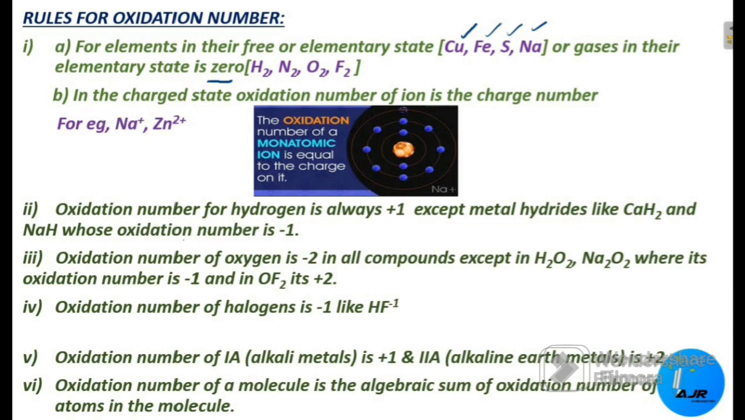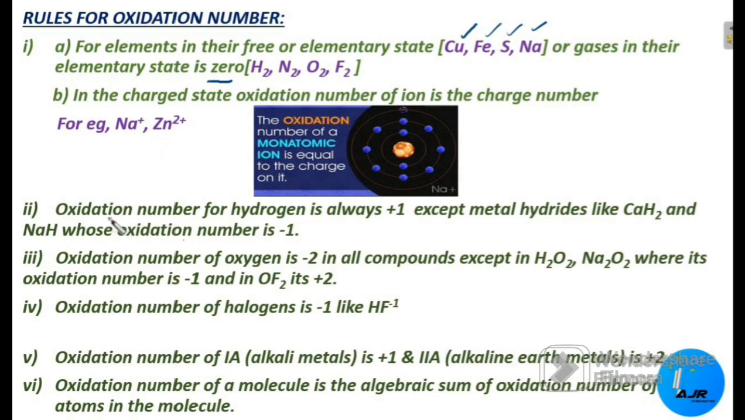The second one is, in the charged state, the oxidation number of an ion is the charge number. See here, this is an ion Na plus, Zn2 plus. These elements are in their charged state, so they are called ions. What's the oxidation number of these ions? That's the charge present at the top, right? So the charge on the ion will be the oxidation number of that particular ion. For Na plus, the oxidation number is plus 1. For Zn2 plus, the oxidation number is plus 2. Can you understand? So the oxidation number of a monoatomic ion is equal to the charge on it, right? So Na plus means the oxidation number will be plus 1.